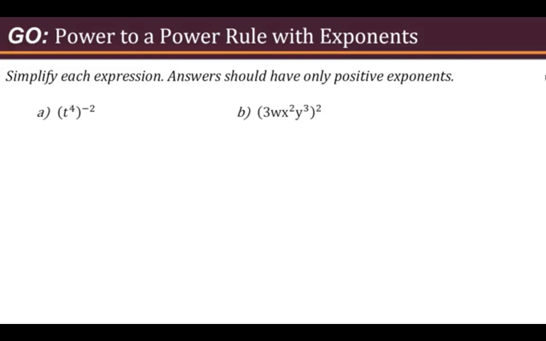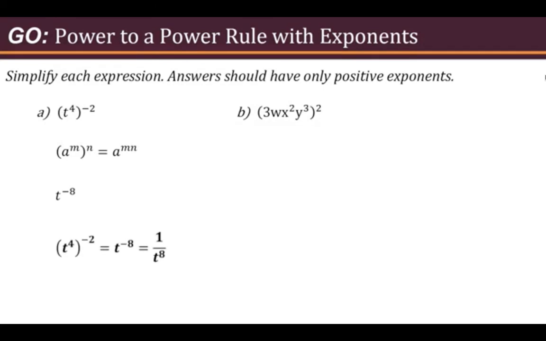t to the 4, raised to the negative 2. First, we will use the power to a power rule, which is a to the m, to the n, is equal to a to the m times n. Then we will eliminate the negative exponent. t to the 4, to the negative 2, equals t to the negative 8, or 1 over t to the 8.